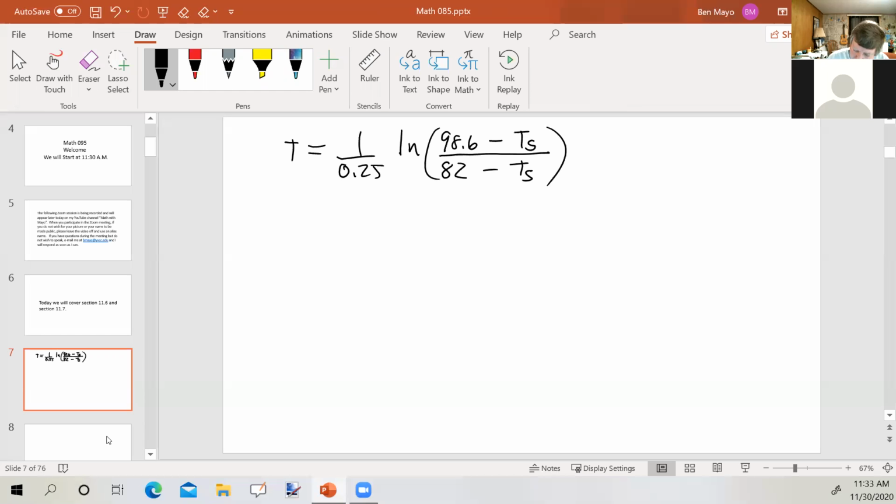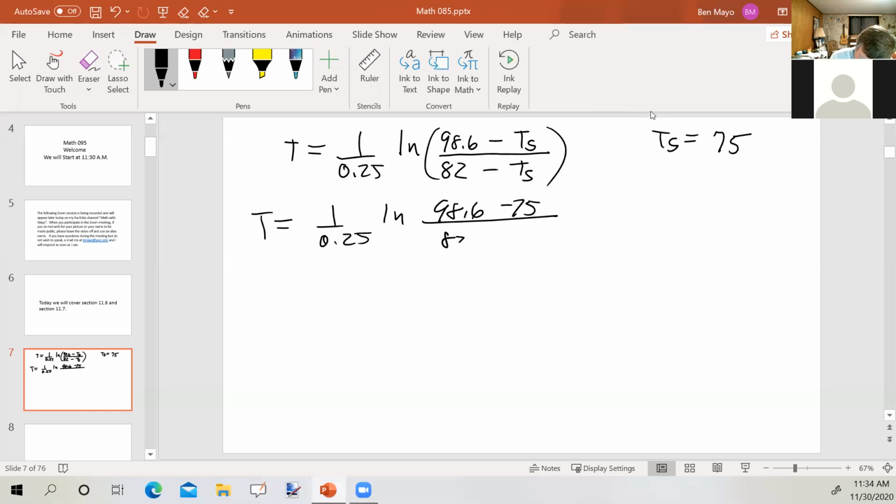It says where TS is the temperature of the surroundings where the body was found. If the crime took place in an apartment where the thermostat was set at 75 degrees, approximately how long ago did the murder occur? Round to the nearest decimal place. Okay, so I've got the formula written correctly. Yes. And then TS is 75. So T equals 1 over 0.25 natural log of 98.6 minus 75 over 82 minus 75.